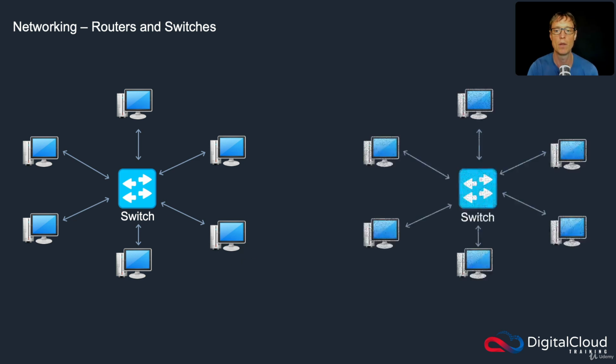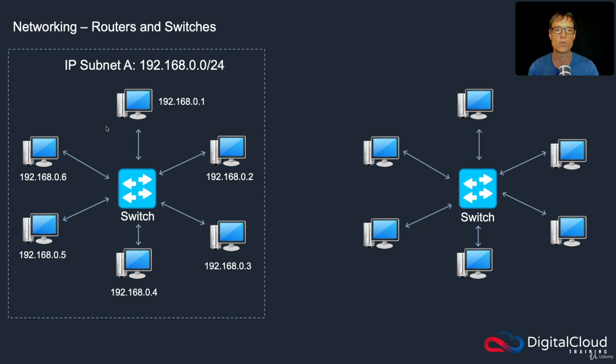Now, you might have multiple sets of computers. So maybe, for example, this is a different building in your office, and you've got another switch and another set of computers. Now, how can you make these computers talk to each other? Well, one way is you can connect the switches, and then it all just becomes one big network. However, in some examples, you'll have different IP address blocks.